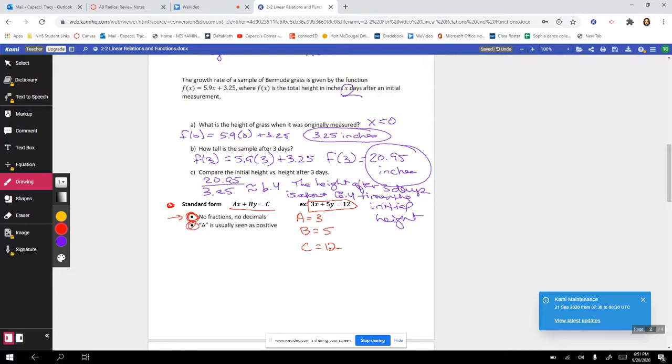The a value is usually seen as positive. Now, it could be negative if the other two numbers, the coefficient for y and our constant, are also the opposite value, but with a, we usually see it as being positive.